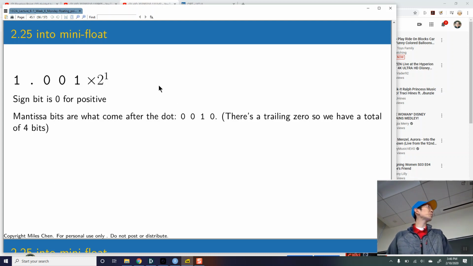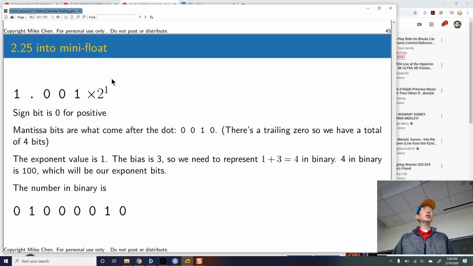All right, and so the exponent, what do I have? My exponent has a value of 1. So what does that become after the bias, right? So the exponent value is 1. So with the bias, we're going to get 4 in binary, okay? So 4 in binary is 100. Okay, and so the number in binary becomes 0 for the sign, 100 for the exponent, and then 0010 for the mantissa.